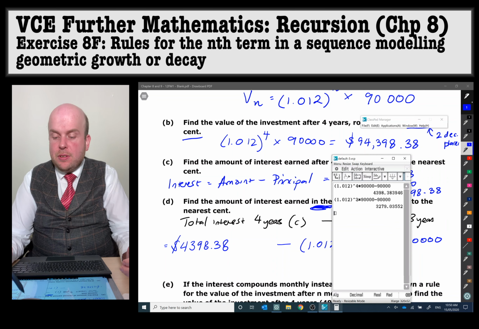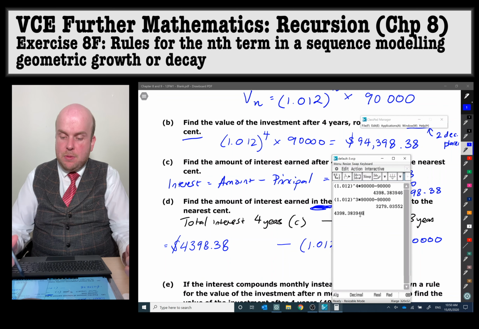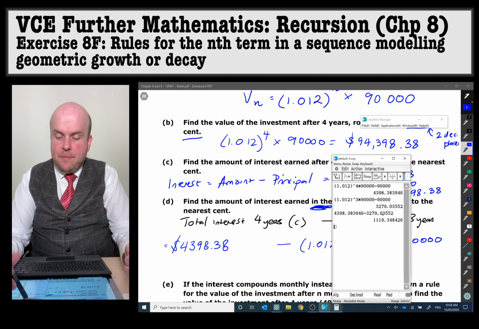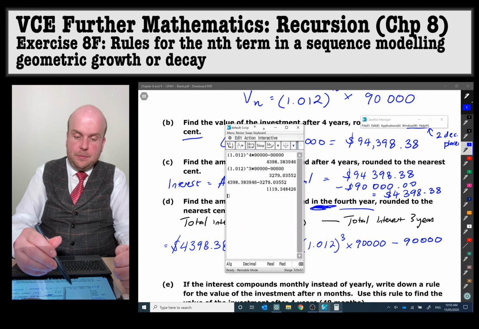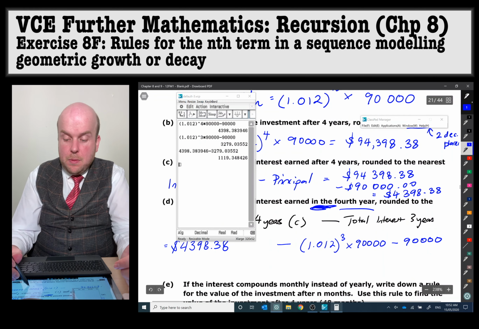And I got 3,279.03552. So I'm going to take that first number, subtract it from that second number, and I get the amount of interest that occurred in that year. So that is $1,119, and in this case it'll be 35 cents.